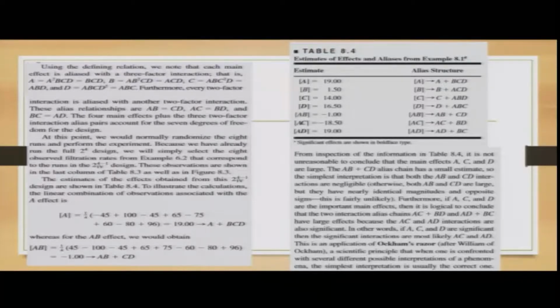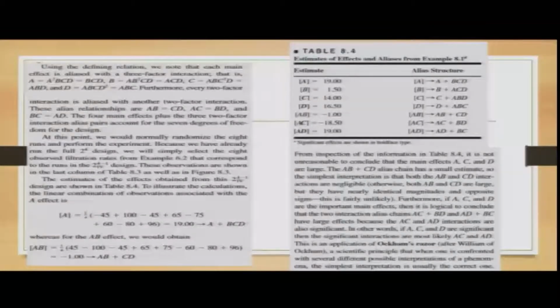Furthermore, every two-factor interaction is aliased with another 2 factors, such that you can break it up accordingly and reduce the level of calculation, but the effects of the output would be the same. That means you are trying to get the maximum amount of output from the information, given the number of calculations has been reduced. At this point, we would normally randomize the 8 runs and perform the experiment, but because we have already run the full 2 to the power 4 design, we will simply select the 8 observations in order to make our life much simpler.